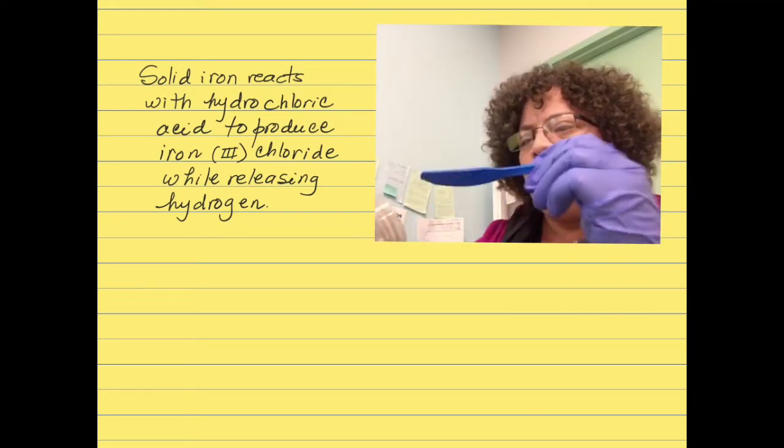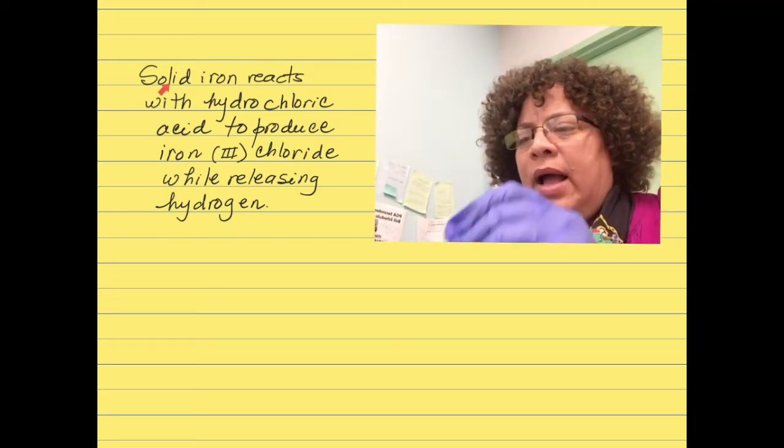The reaction that I was showing you is solid iron. You saw that was solid iron reacting with hydrochloric acid. You have the hydrochloric acid over here. You were observing a lot of bubbles. You don't know what is formed because until now you don't know what type of reaction that is. But I'm telling you that when solid iron was reacting with hydrochloric acid, iron 3 chloride was produced while releasing hydrogen, which is the bubbles that you observe in there.